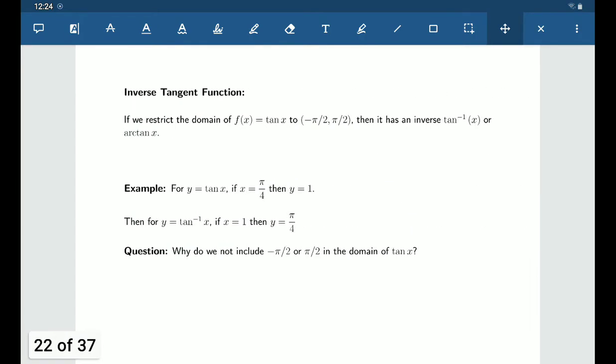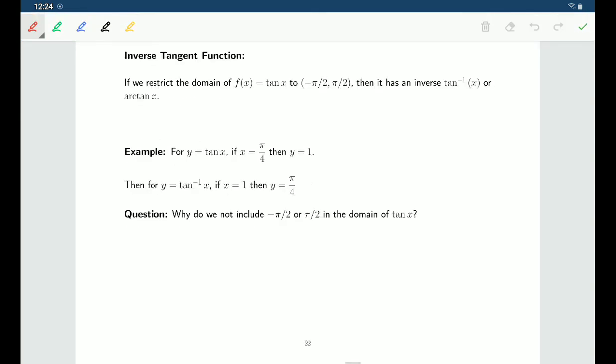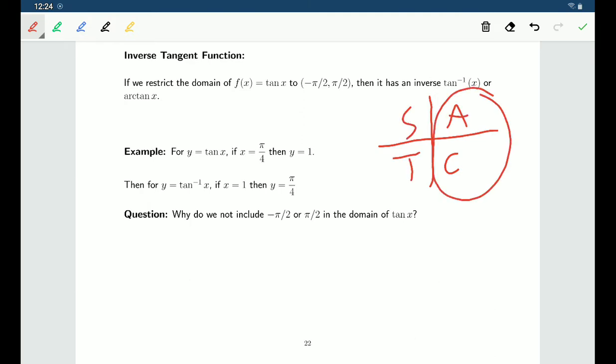Next part is pretty much the same as when we introduced inverse sine or inverse cosine. So again, we've restricted our domain, and here we're restricting our domain for tangent to being in quadrant 1 and quadrant 4. The reason for that is in quadrant 1, that'll give us the positive values for tangent, and in quadrant 4, that'll give us the negative values for tangent.